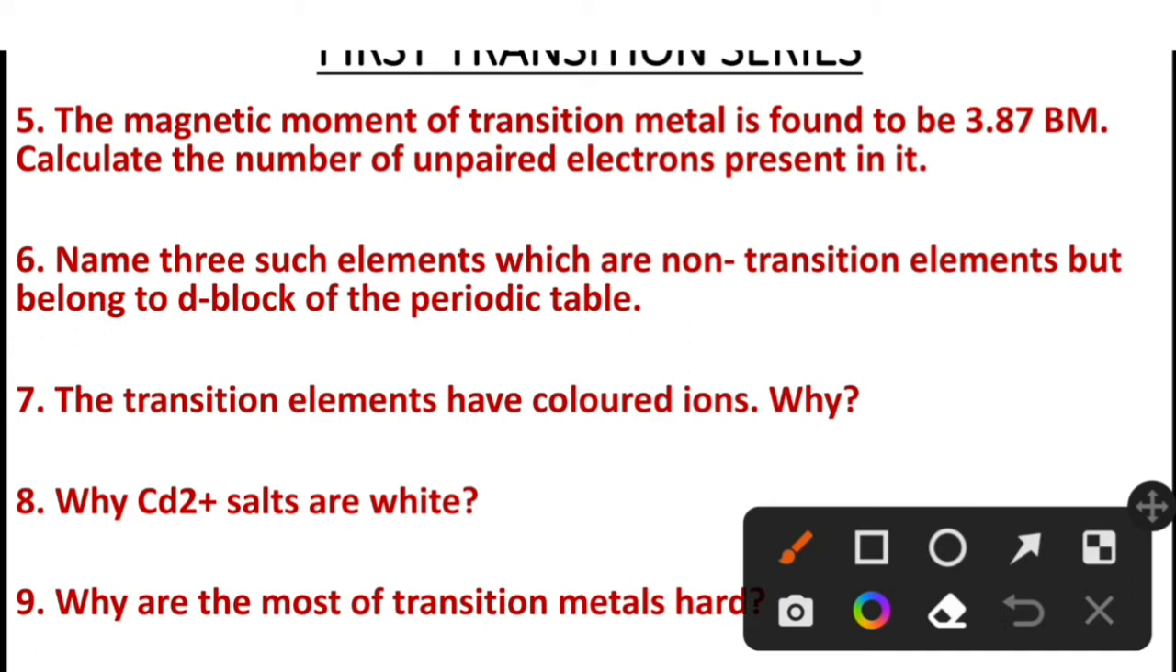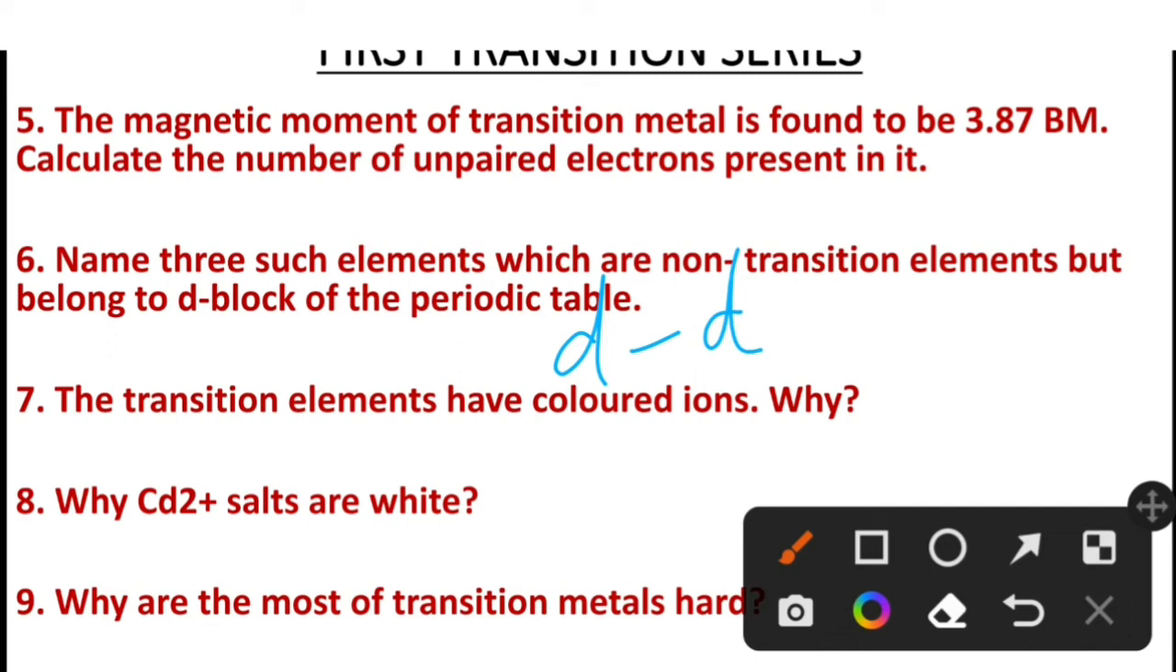The transition elements have colored ions. Why? See, in this case, the coloration is due to d-d transitions. So one electron from the d orbitals could be excited to another within the same shell, and some frequency from the visible light is absorbed during this transition and its complementary color is exhibited.